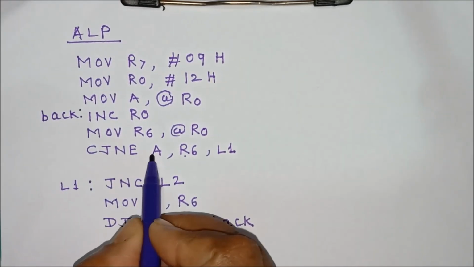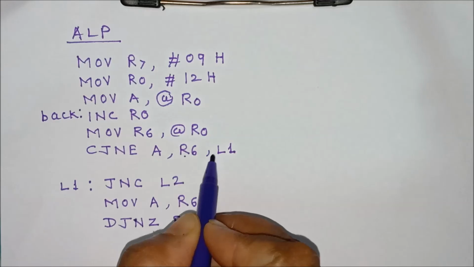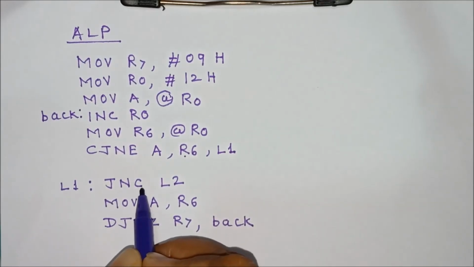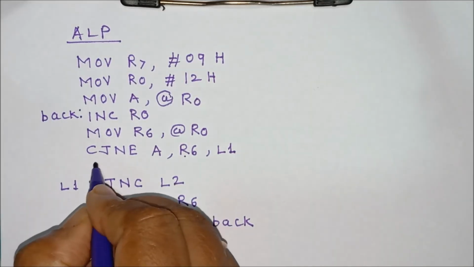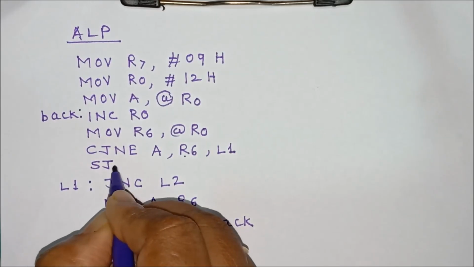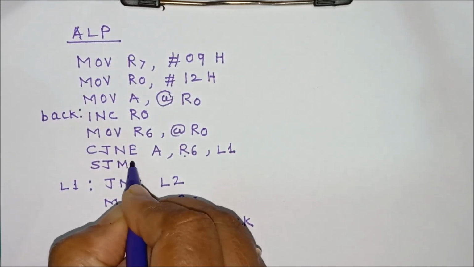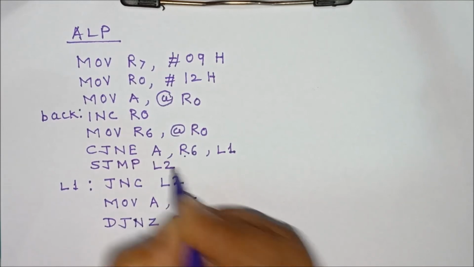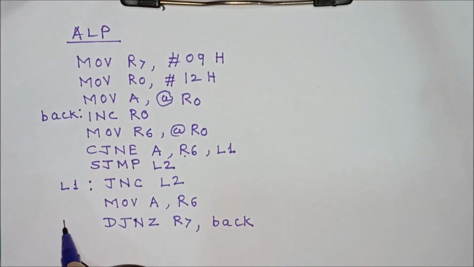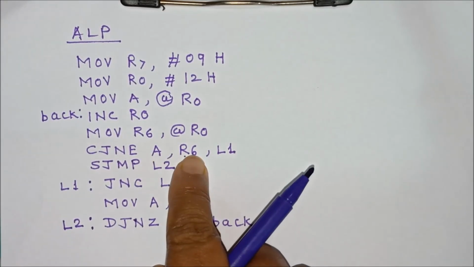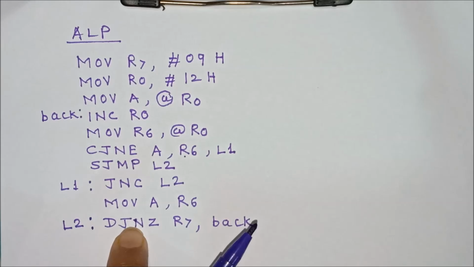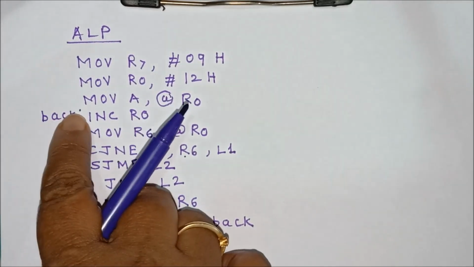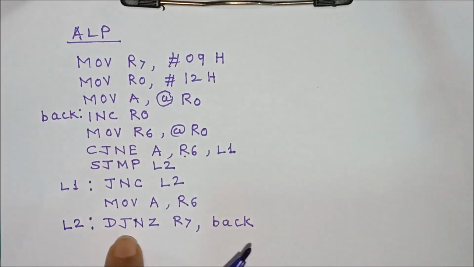Now here, if accumulator and R6 contents are not equal, then we are going to check the carry flag. But if they are equal, we want to directly decrement R7. So here I'll write unconditional jump instruction, that is SJMP instruction, and jump to label L2. So L2 label I'll give to this DJNZ. So if accumulator and R6 contents are equal, it will execute next instruction, decrement a counter. If counter is not 0, it will again go to BACK label and repeat this process.